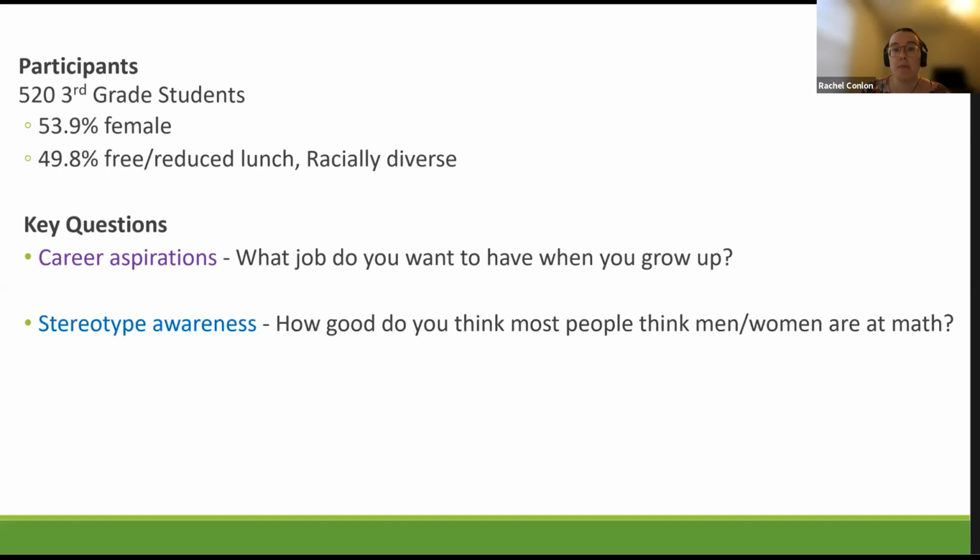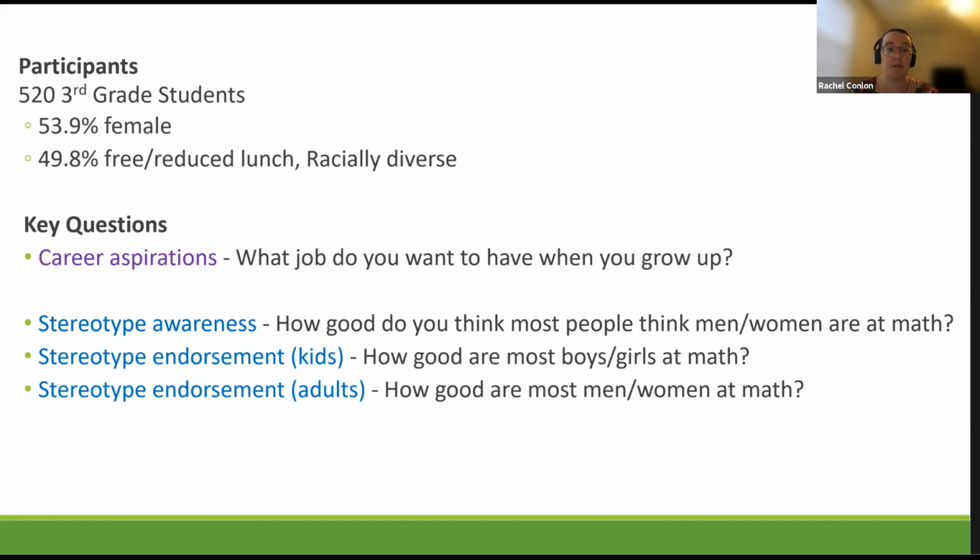Then to address stereotype awareness, we asked them how good they thought most people thought men and women were at math. And then we had two measures of stereotype endorsement. So we looked at how good they thought boys and girls were at math and men and women were at math. And they answered it on a 4-point Likert scale. We then took the scores about women and girls and subtracted them from the scores about men and boys. And so this gave us a gender stereotyping score where if they had a 0, it indicated sort of neutral views, negative numbers indicated female biased views, and positive numbers indicated male biased views.